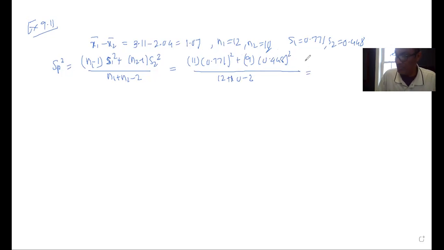So if you use your calculator, you're going to get 0.417. Once you have this 0.417, that is my Sp square. Naturally, I have to go for Sp equal to the square root of 0.417, and this will give us 0.646, right?